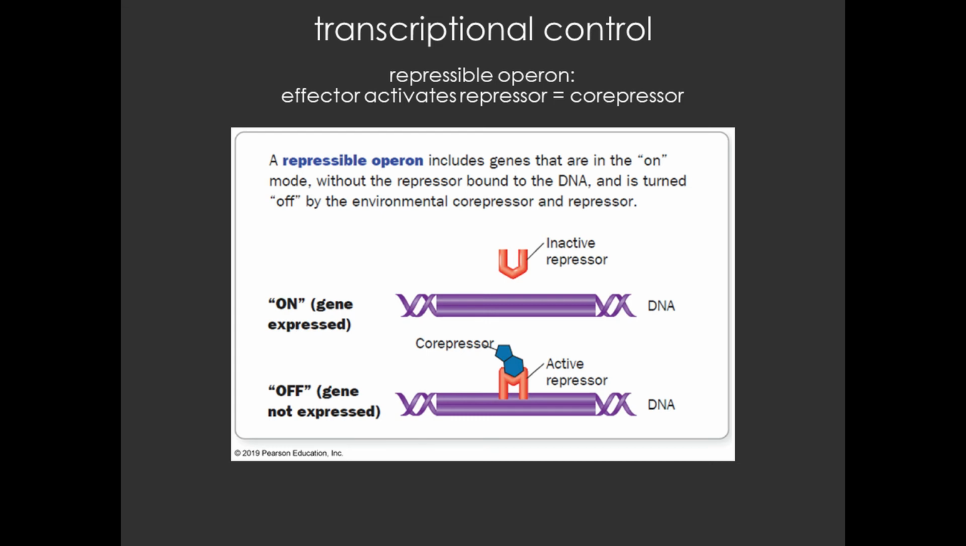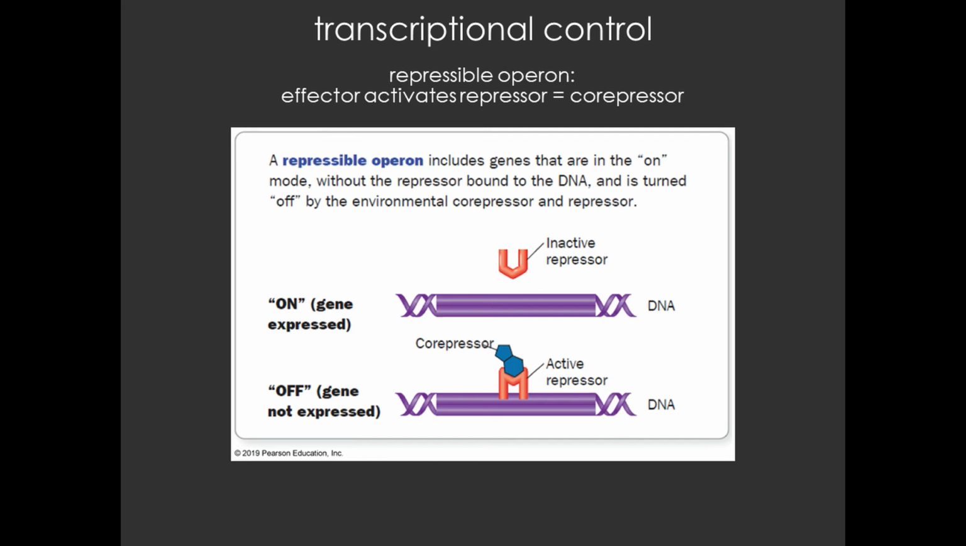Now we'll switch gears and we'll start talking about the opposite, the repressible operon. So if an inducible operon has to be induced, a repressible operon has to be repressed or shut off. So in this situation, the effector molecule is going to have a different effect on the repressor. Notice the repressible operon includes the genes in the on mode without the repressor bound to the DNA because the native state of the repressor is to be off.